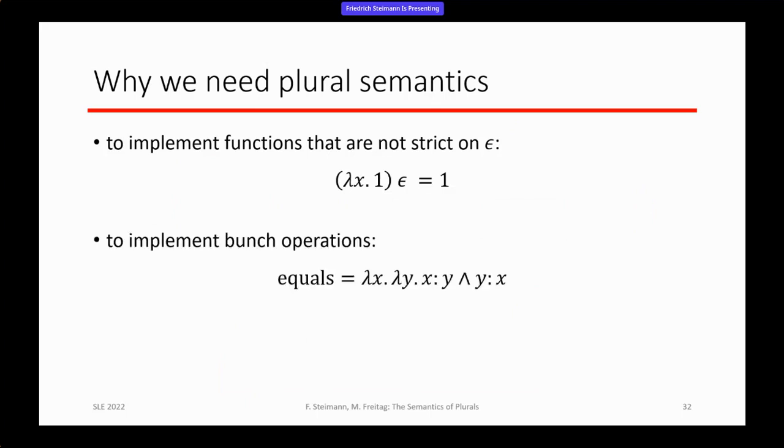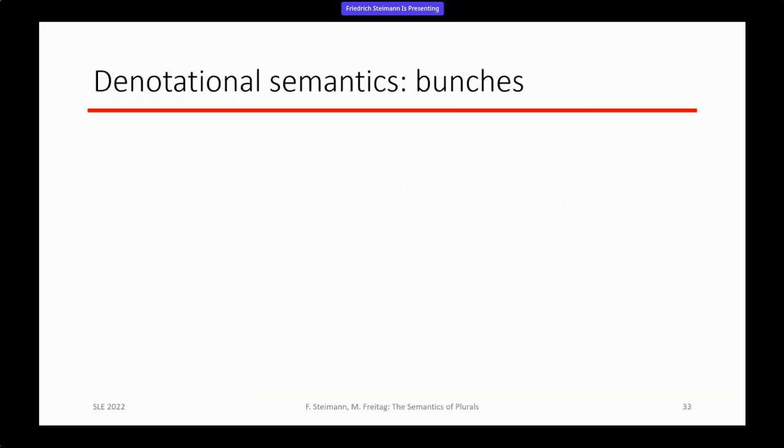And I also need it whenever I want to reflect on a bunch. For instance, I can define equality of two bunches as bunch A being a sub-bunch of bunch B and bunch B being a sub-bunch of bunch A. I could not do this by iterating over the elements. So plural semantics is something we need to consider.